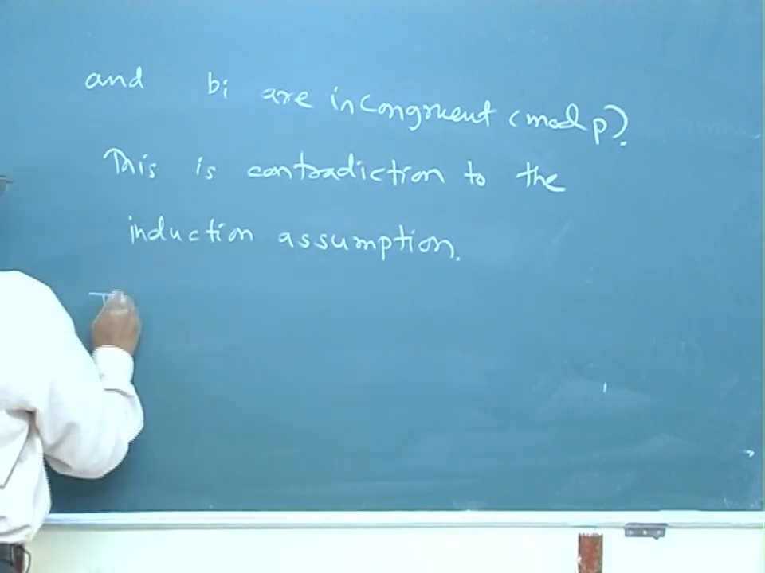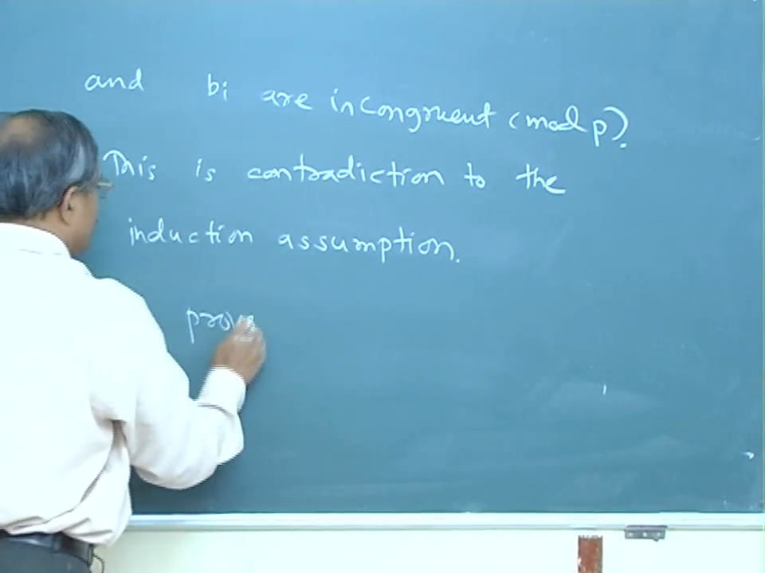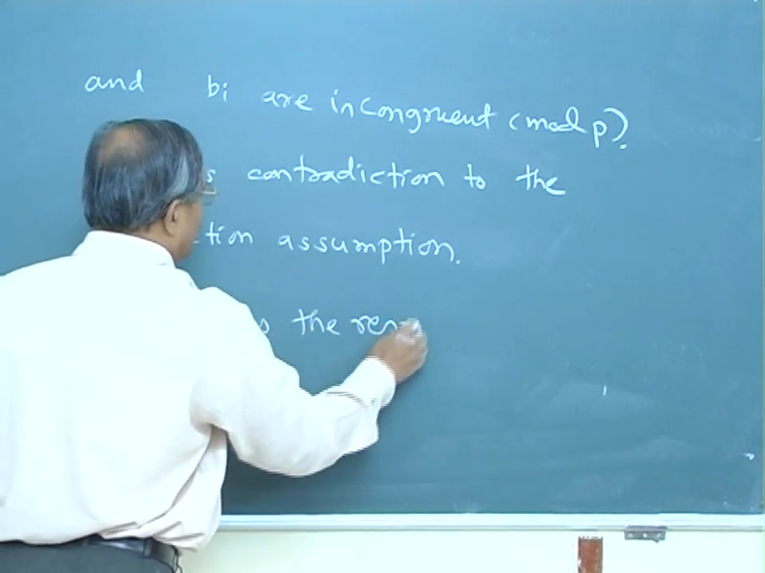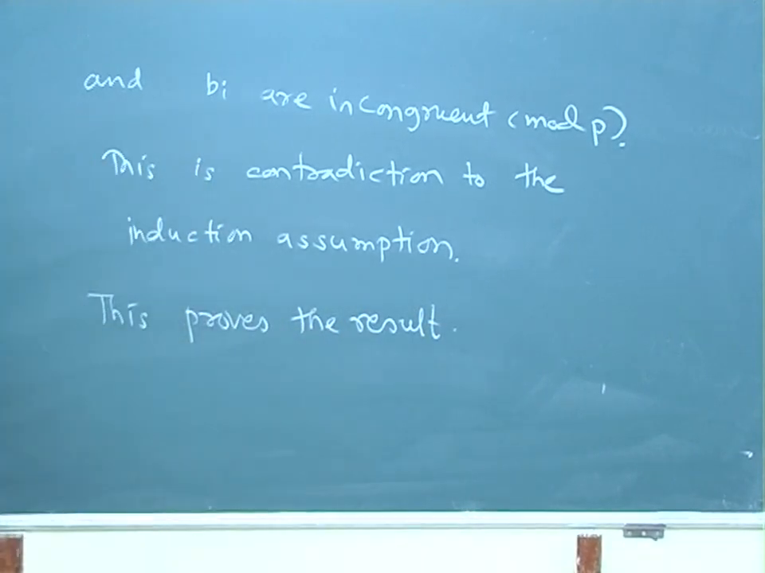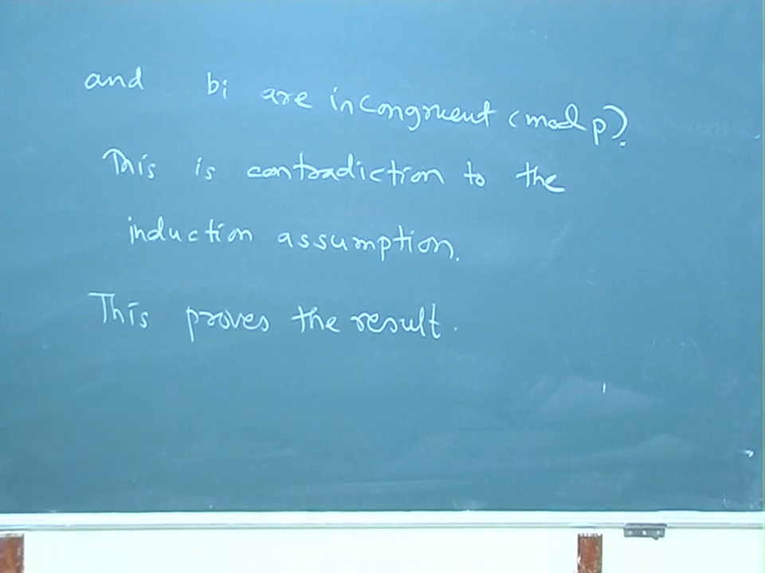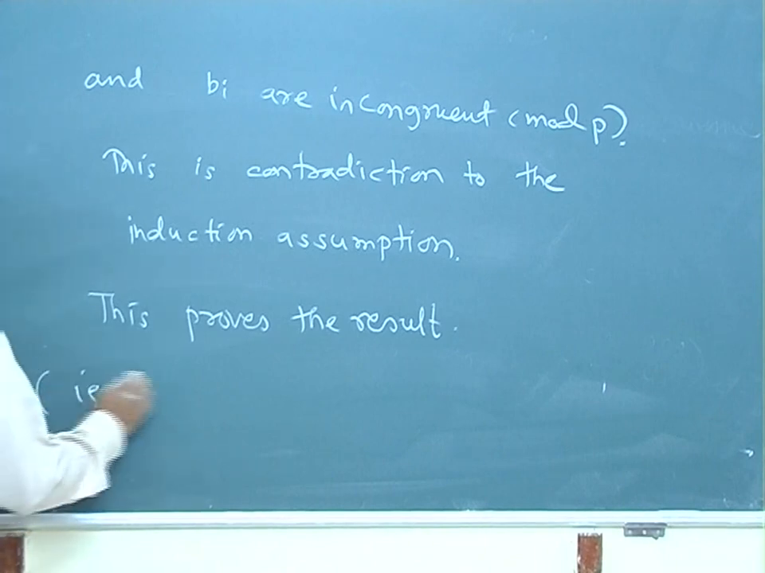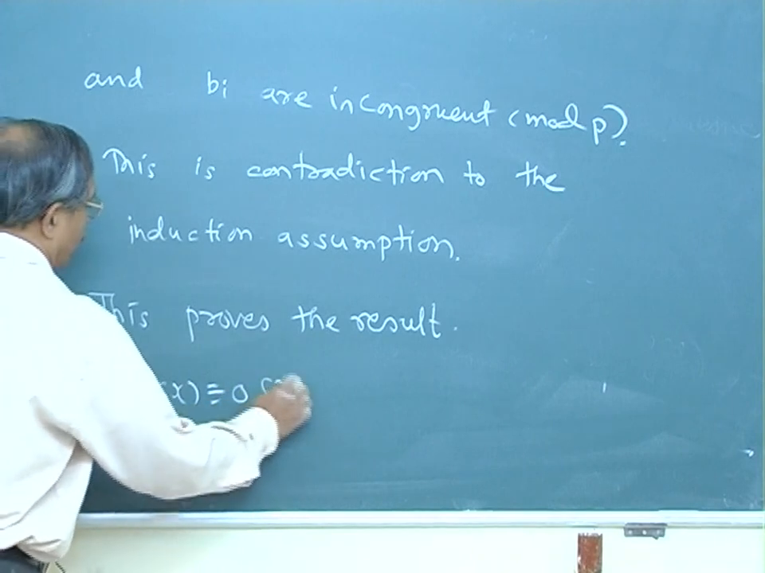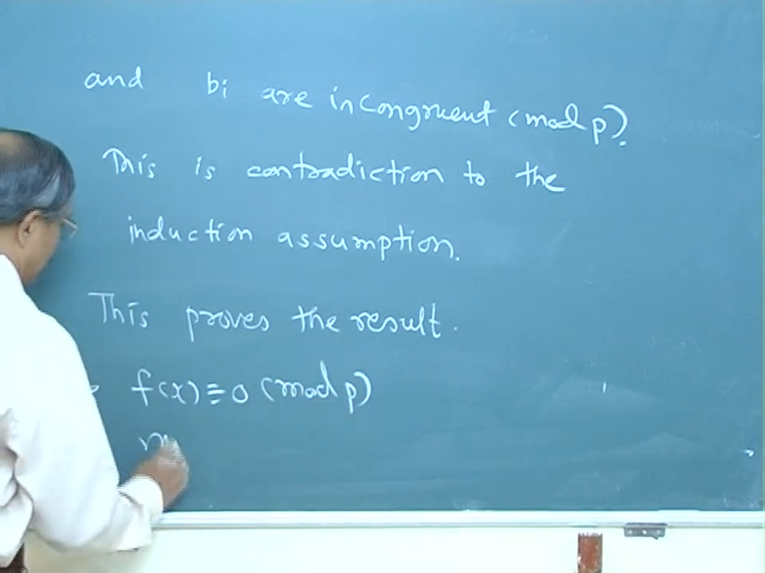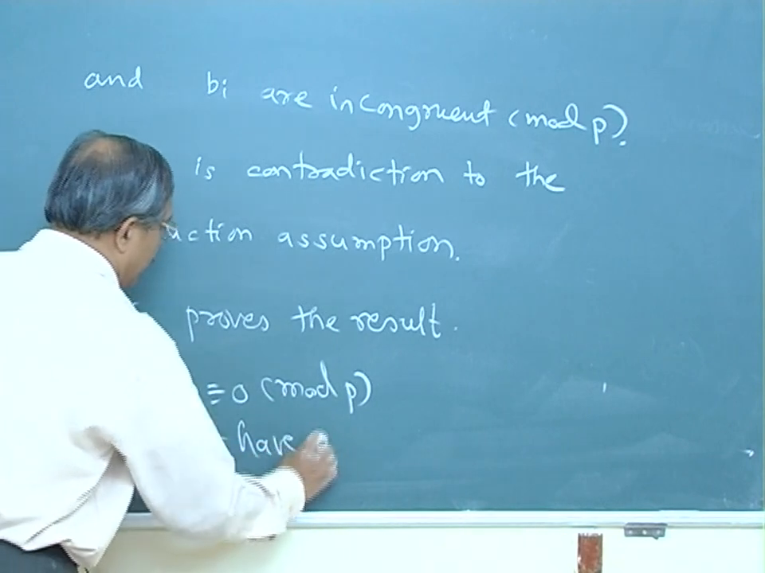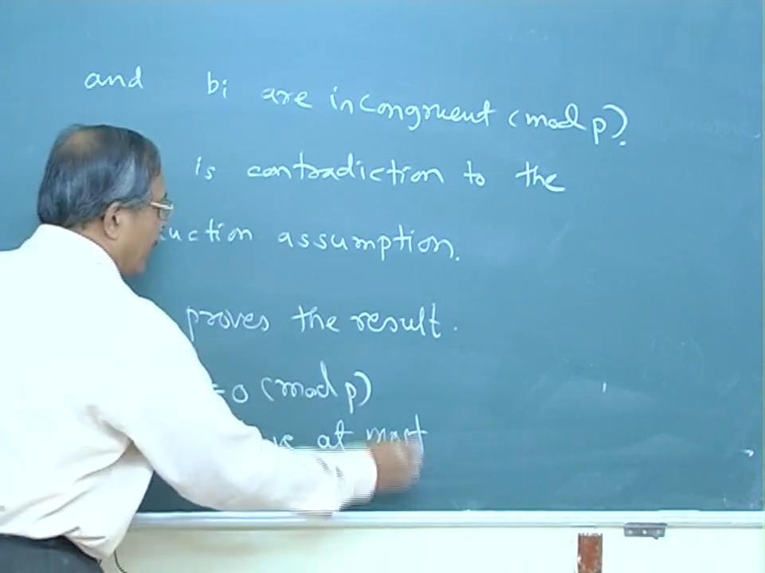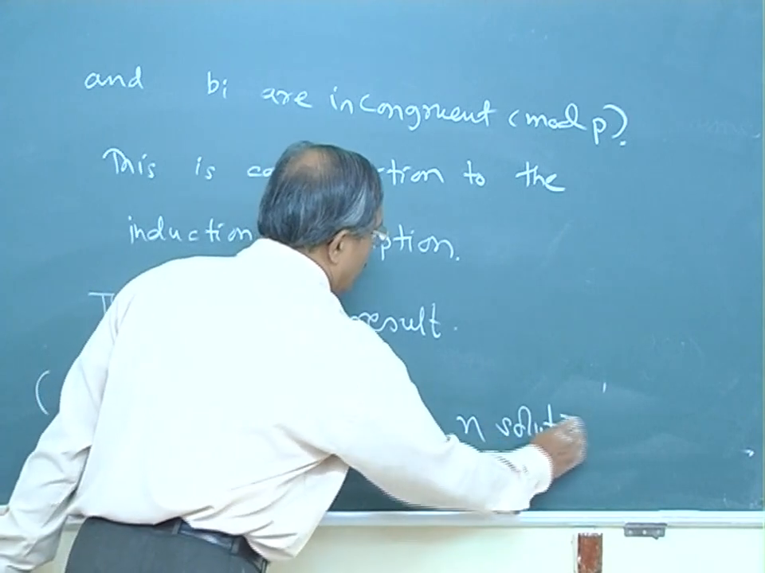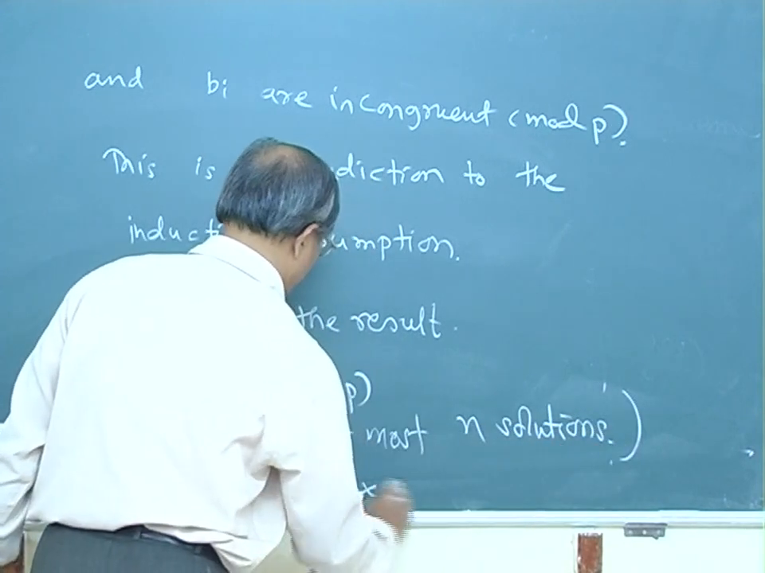And this proves the result. That is, f(x) congruent to 0 mod p, which is a congruence of degree n, must have at most n solutions. If you assume that there are n plus 1 solutions, we get a contradiction. Okay? That is, f(x) congruent to 0 mod p must have at most n solutions. This proves the theorem.